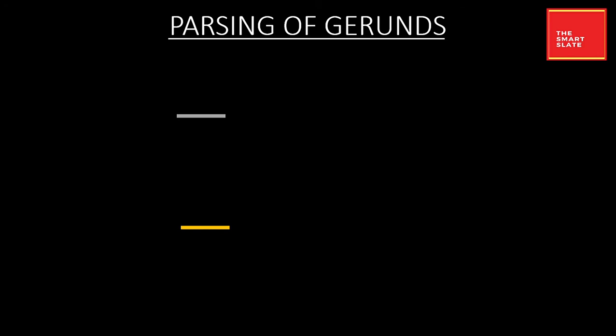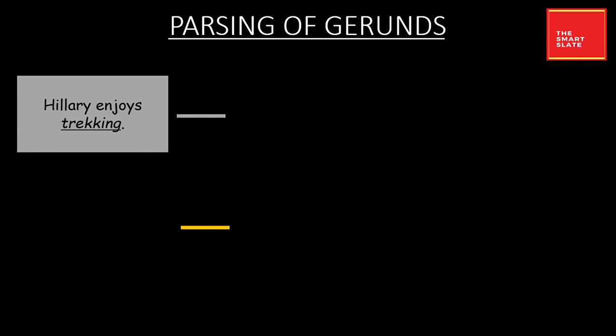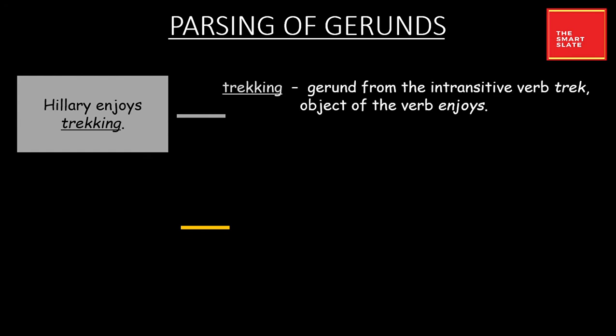But here it acts as noun and not verb. If it acts as verb, it's a participle. Hillary enjoys trekking. Trek plus ing, trekking. So trekking is your gerund. Gerund from the intransitive verb trek and it is object of the verb enjoys because it is in the object of the sentence and not the subject. And as there is no object in this particular sentence, the verb trek is intransitive verb.